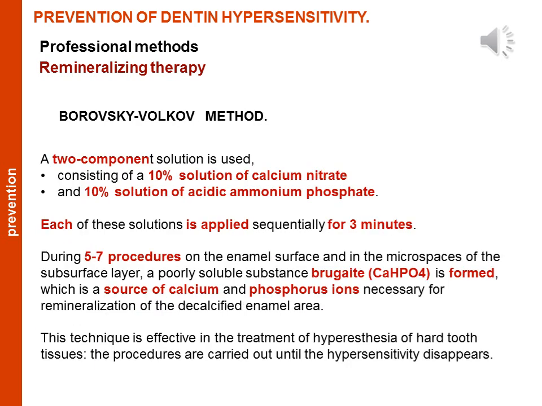Borovsky-Volkov method of remineralizing therapy. A two-component solution is used, consisting of a 10% solution of calcium nitrate and a 10% solution of acidic ammonium phosphate. Each of these solutions is applied sequentially for 3 minutes. During 5-7 procedures, on the enamel surface and in the micropores of the subsurface layer, a poorly soluble substance, brushite, is formed, which is the source of calcium and phosphorus ions necessary for remineralization of the decalcified enamel area. This technique is effective in the treatment of hyperesthesia of hard tooth tissues. The procedures are carried out until the hypersensitivity disappears.